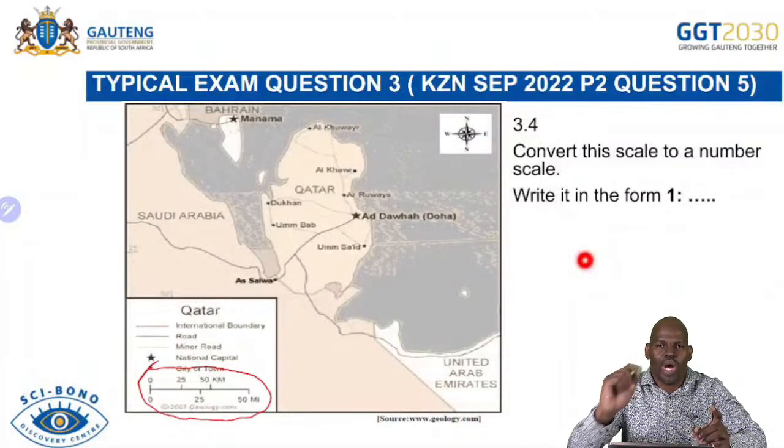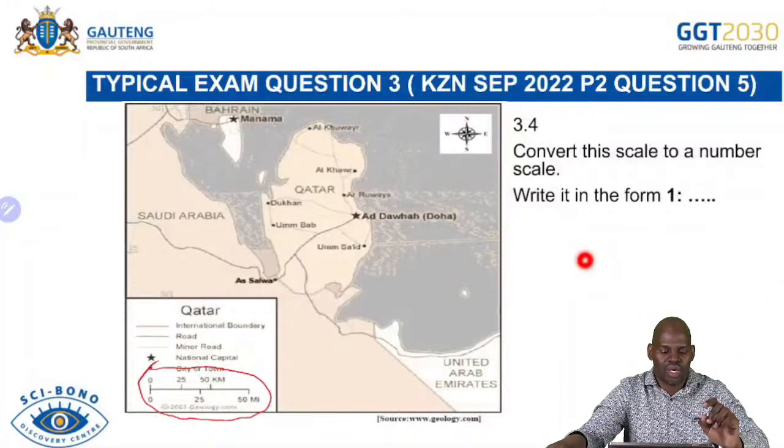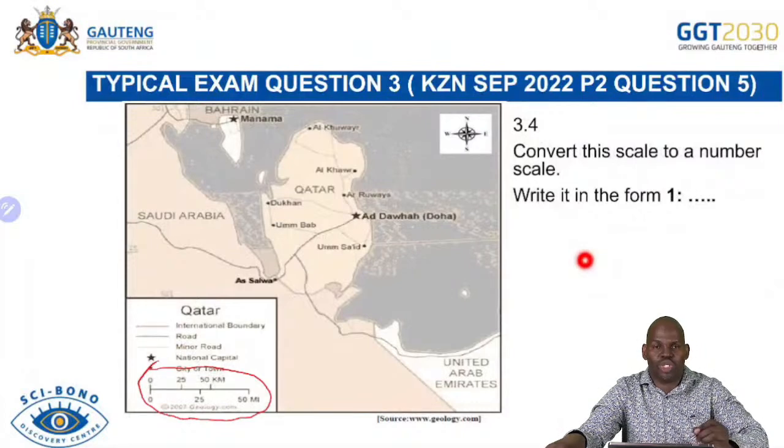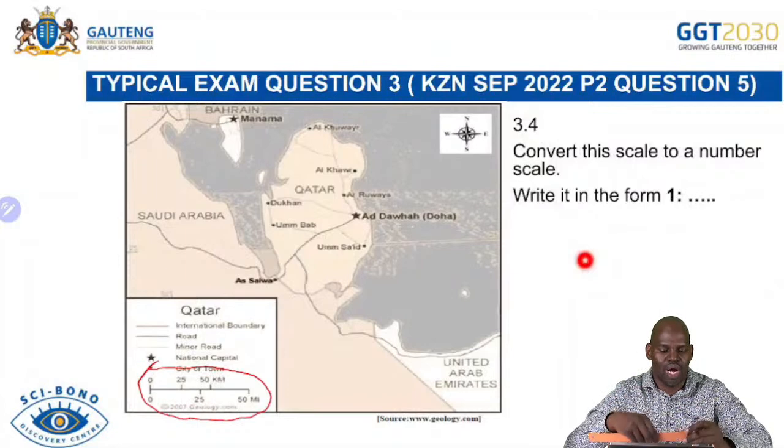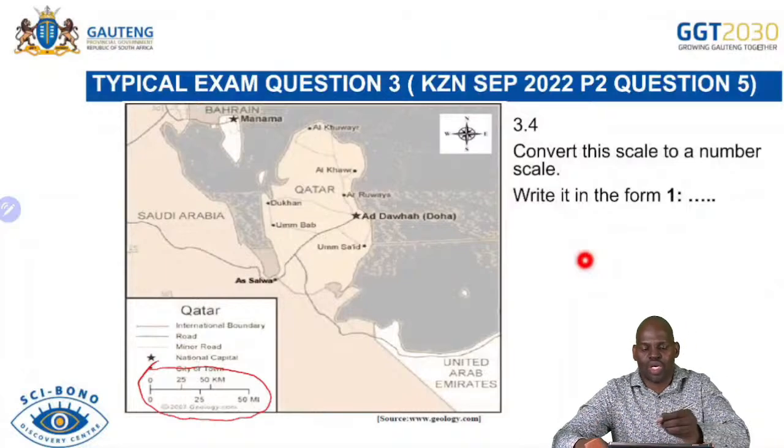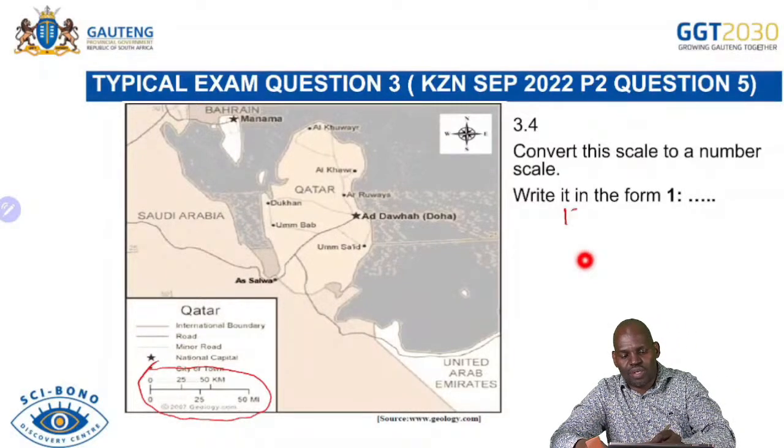But we can only work with 1 unit, preferably the local unit. So what we're going to do is measure the length of the bar scale from 0 until 50 kilometers. If I take my ruler and measure the length from 0 to 50 kilometers, I get about 10, 11, 12. I get 12 millimeters.